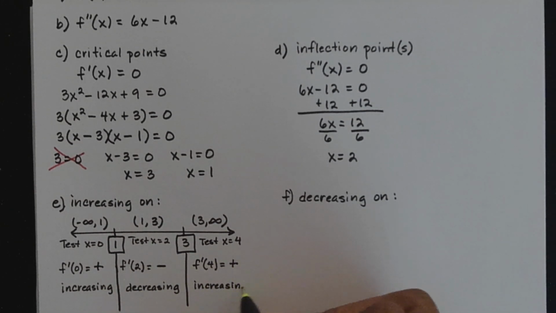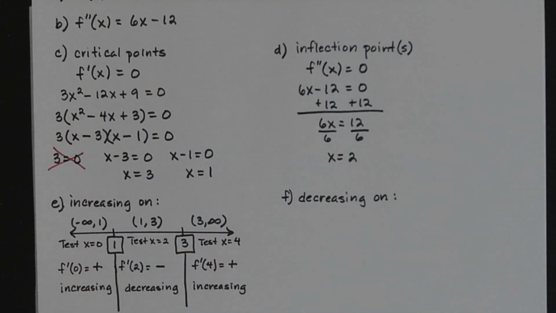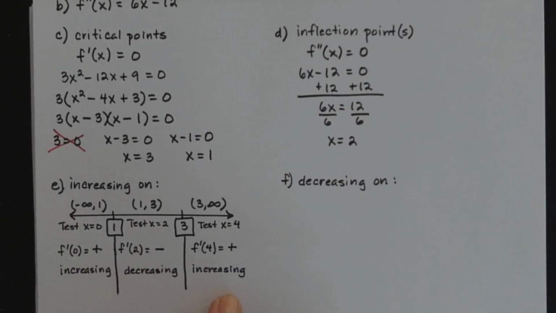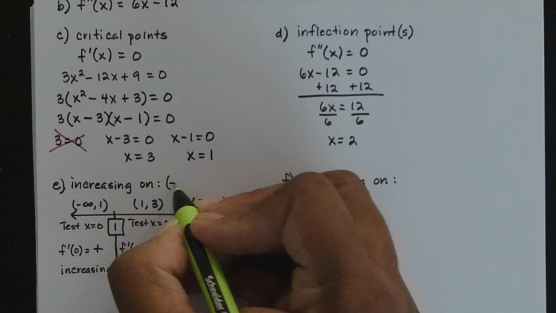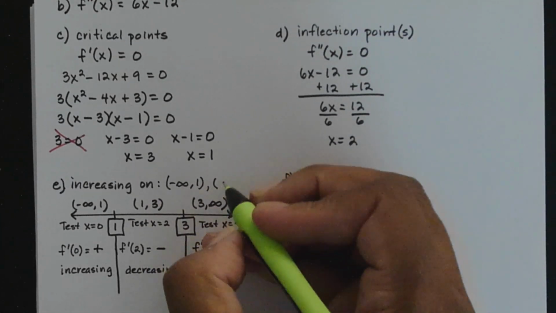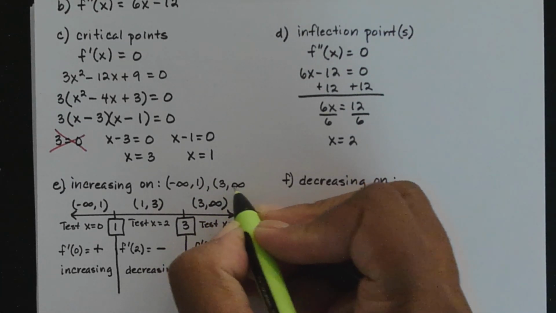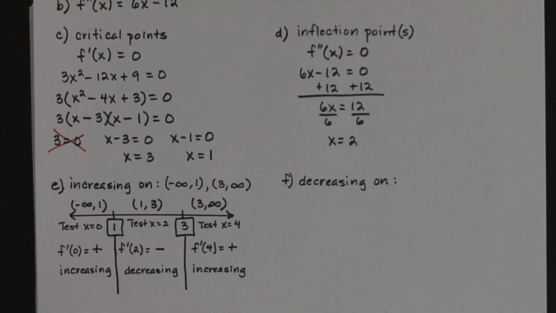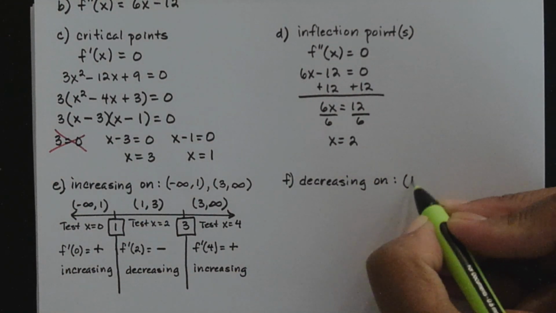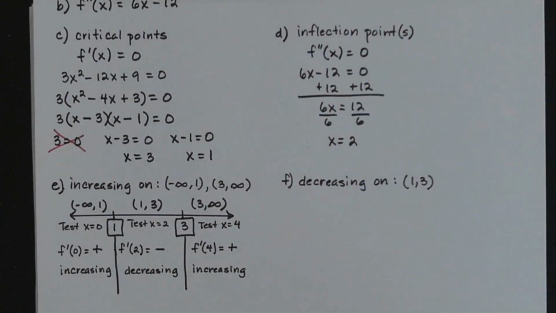so that means that the graph of the function will be increasing. So as you can see here, the graph of this function is increasing on 2 different intervals: one of them is from negative infinity to 1, and also from 3 to infinity. And you can see that it's decreasing only on the interval from 1 to 3. Okay, so those are parts E and F done together.